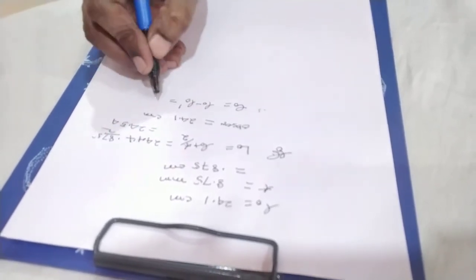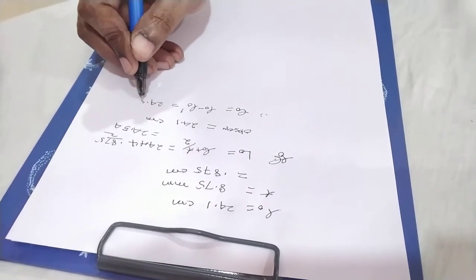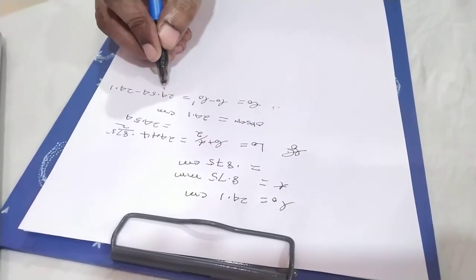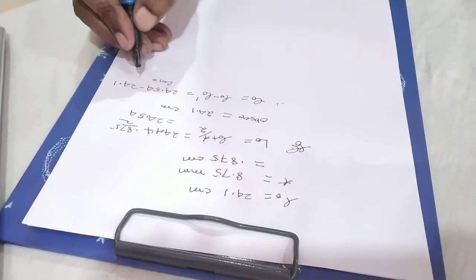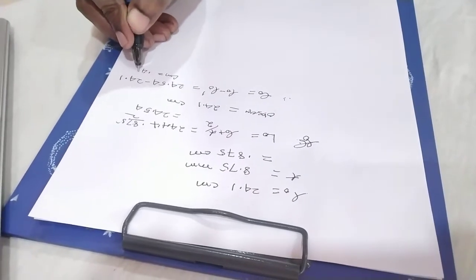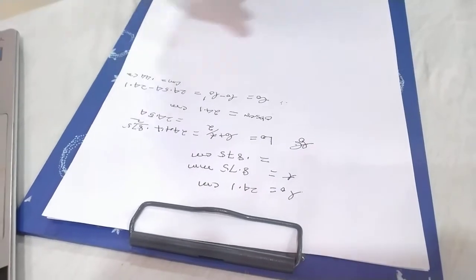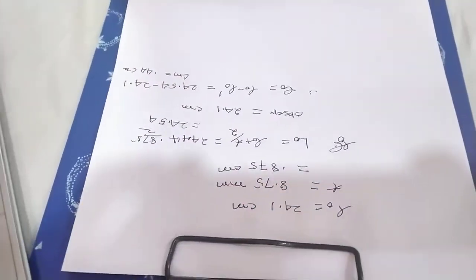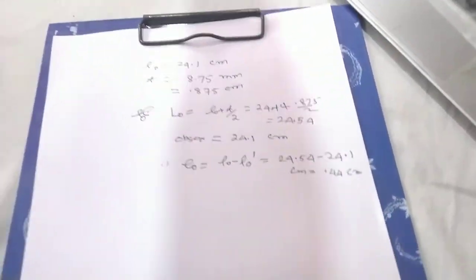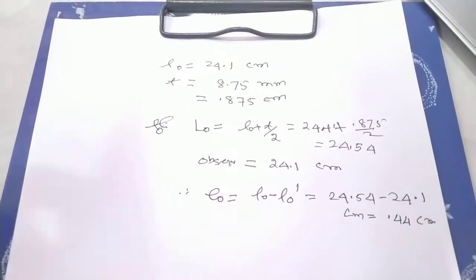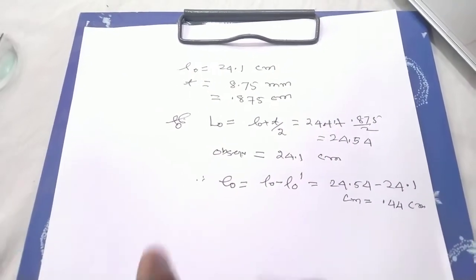So that means 24.54 minus 24.1 centimeter. This is equal to 0.44 centimeter. So this is what we call the index correction. Similarly, you can find out the index correction for the other side of the lens. So this is how we have to find out the index correction.